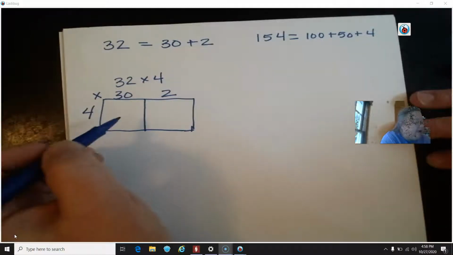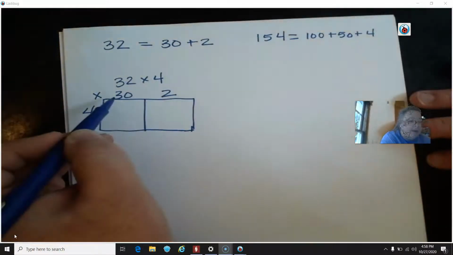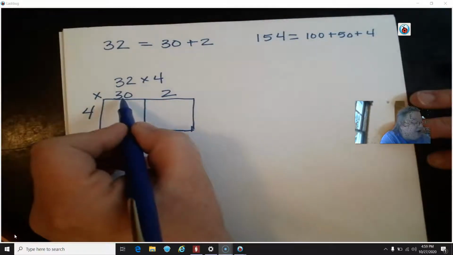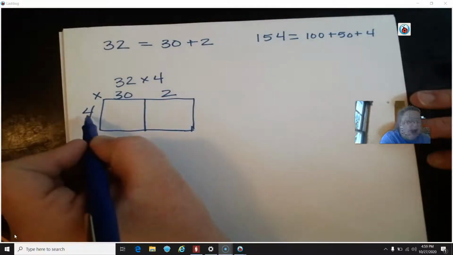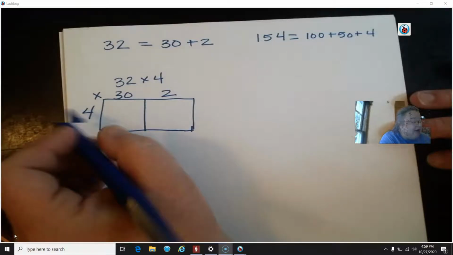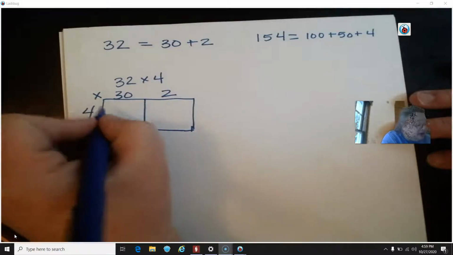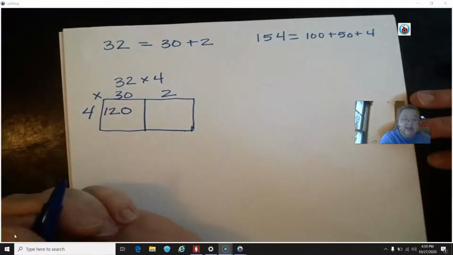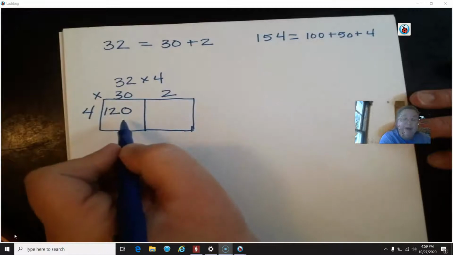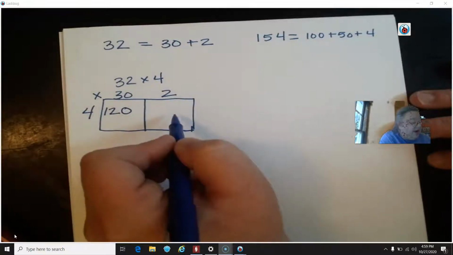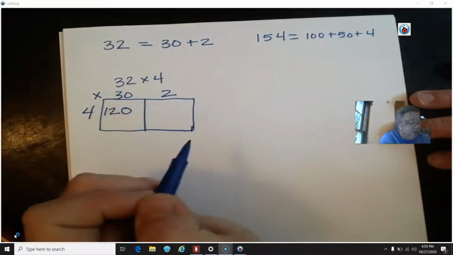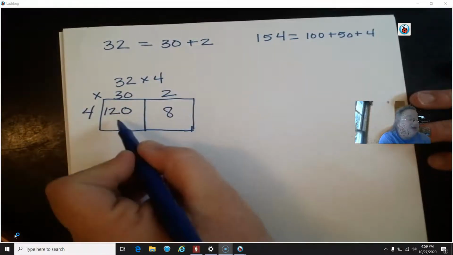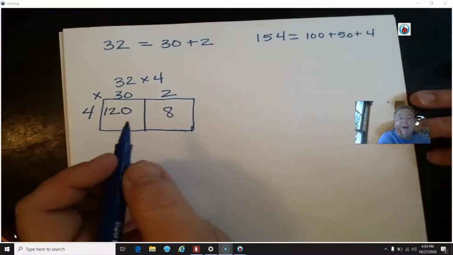So what we do now is we multiply both of these numbers by this number, okay? So we do 30 times 4. And hopefully your student or your child knows that 3 times 4 is 12. And when we have a 0, we just add it on to the end. Okay, so 30 times 4 is 120. Now we come over here and we do 2 times 4, which is 8. Okay, so now in these boxes we have 2 different numbers, which we call our partial products.